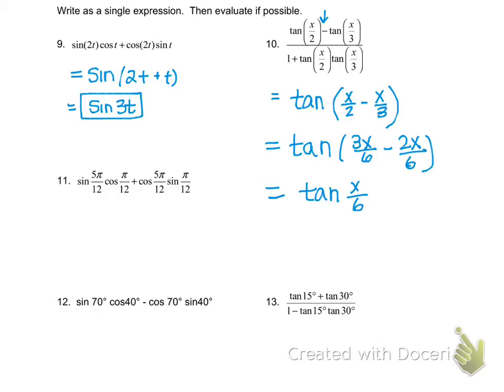Number 11 is the sum formula for sine. So we have this being equal to our alpha value, which is 5 pi over 12, plus our beta, which is pi over 12. Since they have common denominators, we can add them right now and get 6 pi over 12, which we know simplifies into sine of pi over 2, which we can evaluate from the unit circle, and sine of pi over 2 is 1.